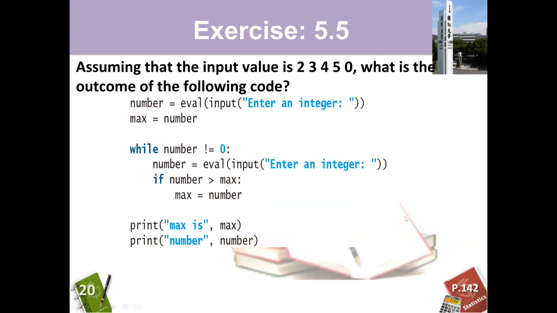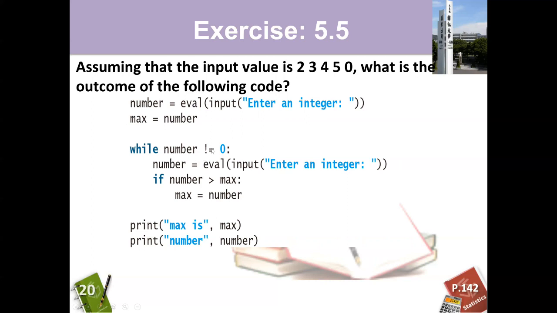And also, this is another exercise. Assuming that the input values are 2, 3, 4, 5, 0, what is the outcome of the following code? First, you enter an integer, right? The first is 2, and we make the number into the max. So the first 2 will be the max.